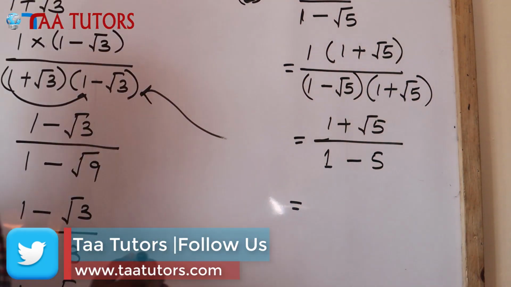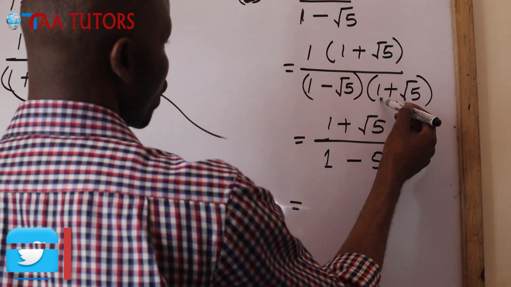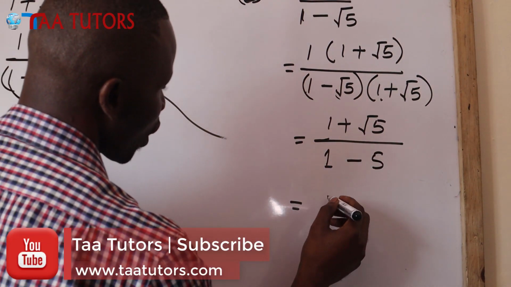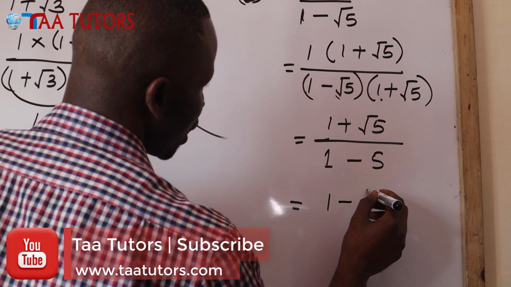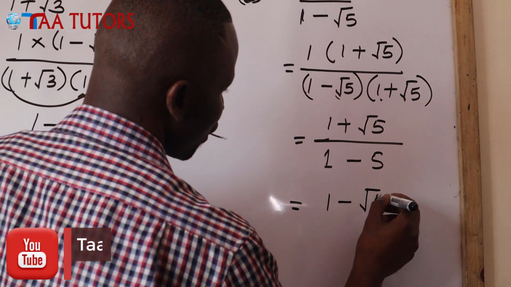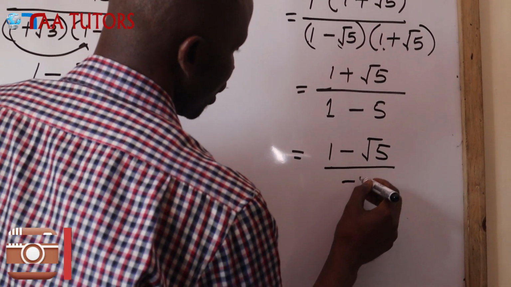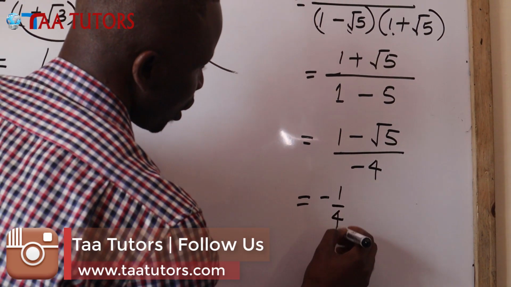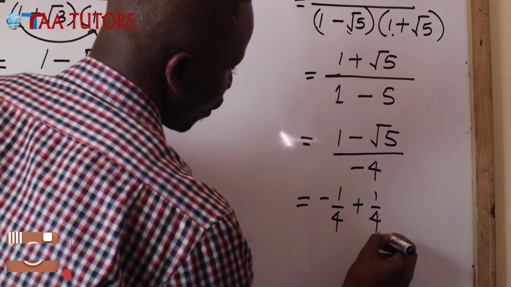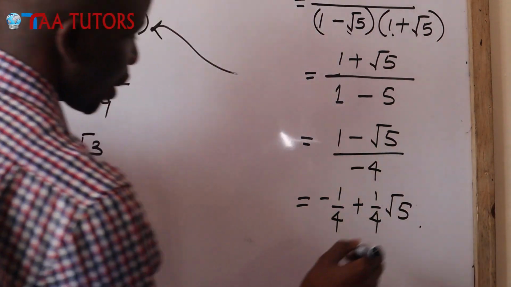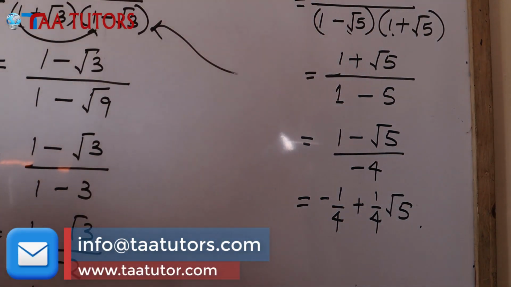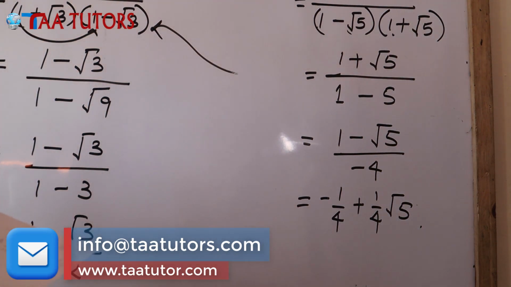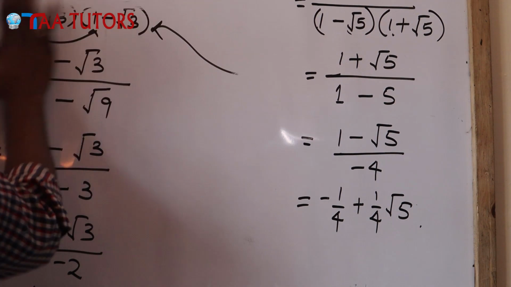You can see that because if you multiply 1 times 1, 1 squared, surd 5 times surd 5 is surd 25. Surd 25 is 5. So here we are going to have 1 minus surd 5 divided by negative 4. So if you do that, we'll get negative a quarter plus 1 over 4 surd 5. That is going to be our final answer if we simplify in the form of a plus b surd c.